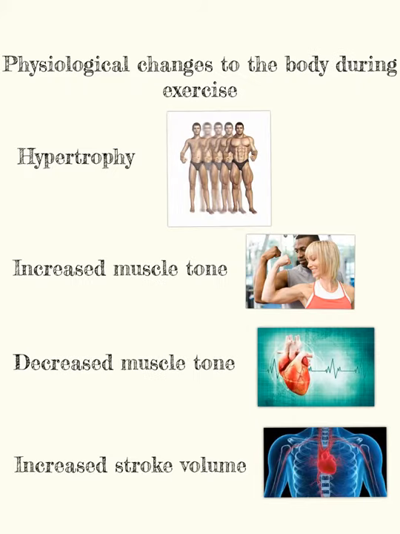Physiological changes to the body during exercise. Hypertrophy: muscle hypertrophy involves an increase in size of skeletal muscle through a growth in size of its component cells. Two factors contribute to hypertrophy: sarcoplasmic hypertrophy, which focuses more on increased muscle glycogen storage, and myofibrillar hypertrophy, which focuses more on increased myofibrillar size.